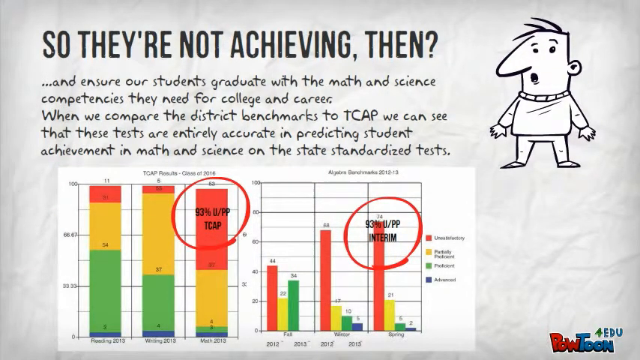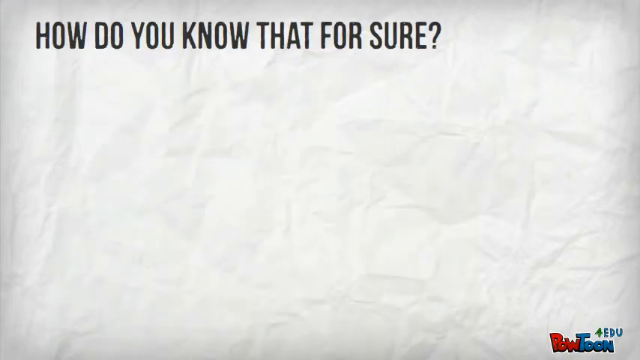When we compare the district benchmarks to TCAP, we can see that these tests are entirely accurate in predicting student achievement in math and science on the state standardized tests. We need to begin using these predictors to help guide us as we complete those interventions I talked about earlier. We want our kids to do better, and we know that they can achieve.